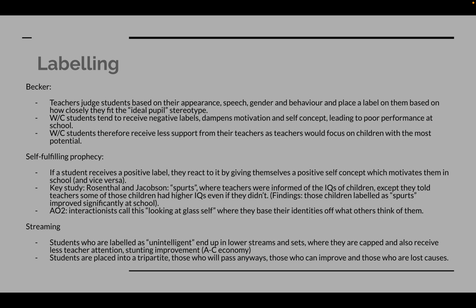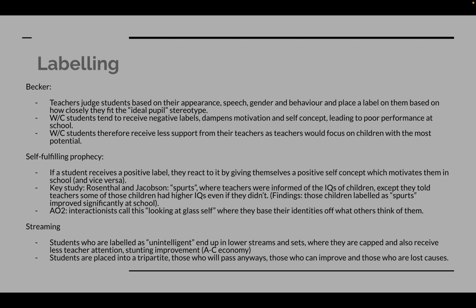A key study for this is Rosenthal and Jacobson, who informed teachers the IQs of children, except they told some of the teachers that certain children had higher IQs even if they didn't. So they basically lied and said these kids have really high IQs, but they didn't. And these children were labeled as spurters.